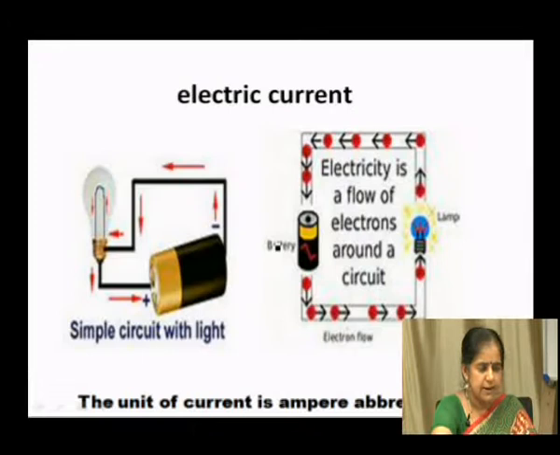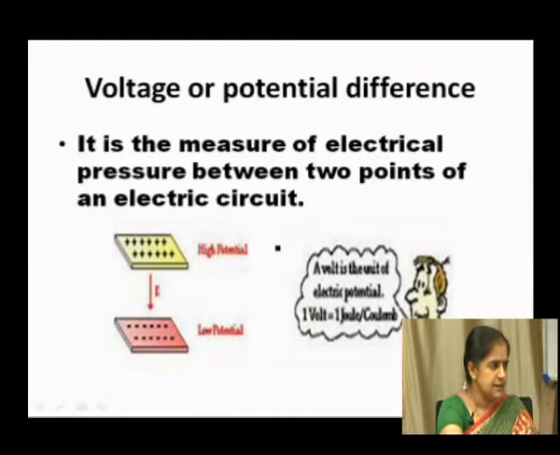Let us look into the other slide, that is the voltage or the potential difference. What do you mean by voltage? Voltage is the measure of electrical pressure between two points of an electric circuit. If there are two charged bodies and there is a difference of potential between them, then that difference of electric potential is known as potential difference. In the slide, there are two potentials, one is the high potential and another is the low potential. This one is the charged body at high potential and this one is the charged body at low potential. The difference of potential between these two charged bodies is known as potential difference, and it is expressed in volts, which is the unit of potential difference.